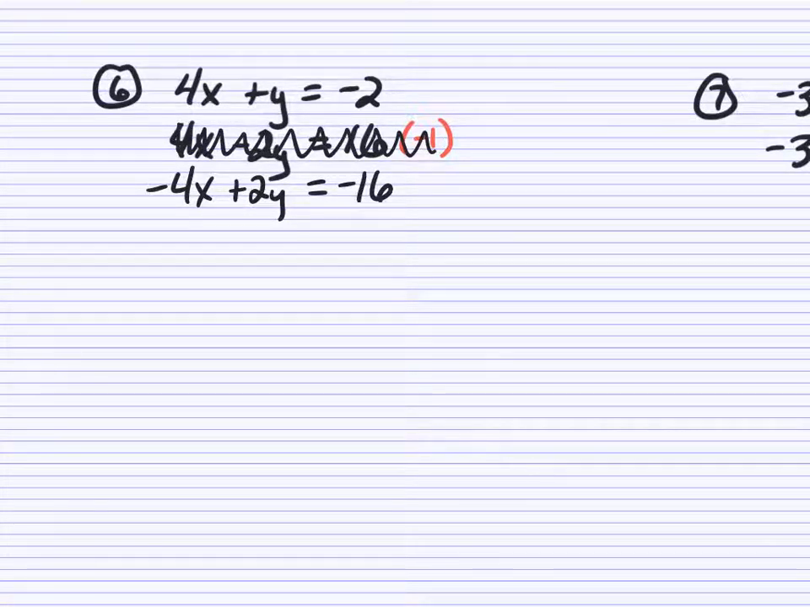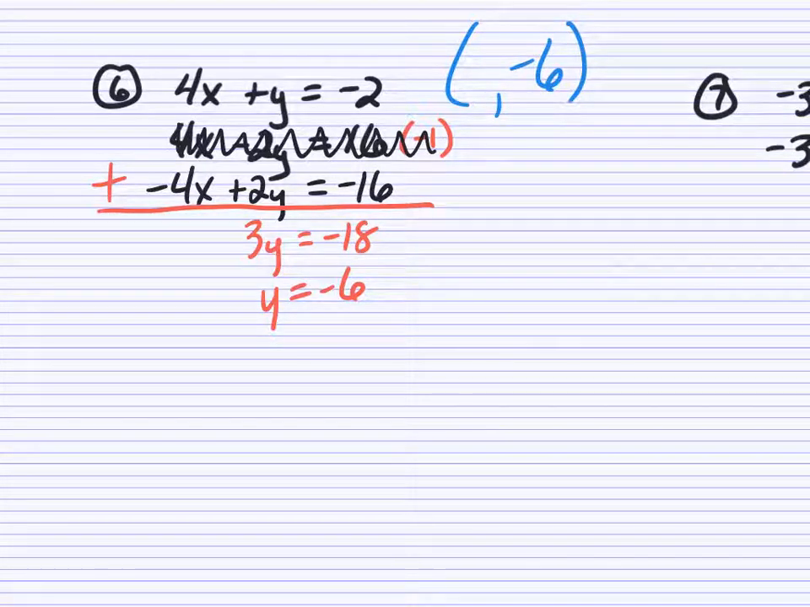Now I see opposites, positive 4x and negative 4x. And as soon as I see opposites, I go to addition. The 4x's are eliminated. 1y plus 2y is 3y. Negative 2 and negative 16 is negative 18. Divide by 3, and y equals negative 6.